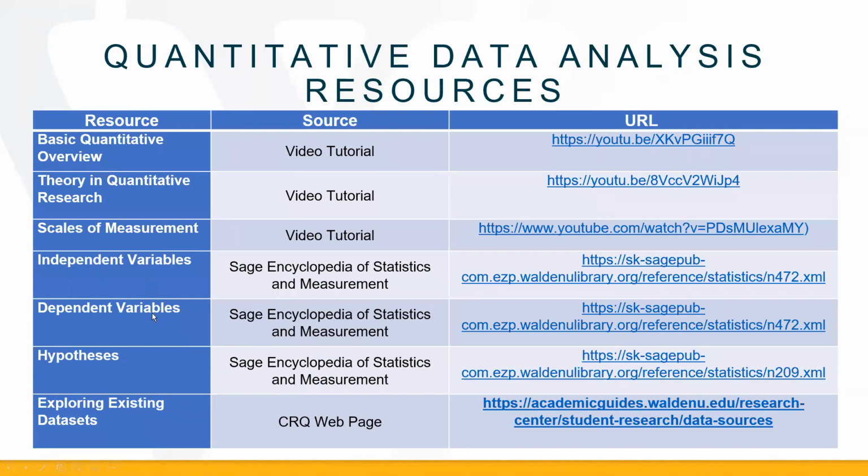And of course, the dependent variable is the problem variable, the variable you're trying to understand or explain from your independent or your theoretical variables. So we have SAGE encyclopedias. All of these we have housed in the Walden Library, so you'll be able to get easy access to these.